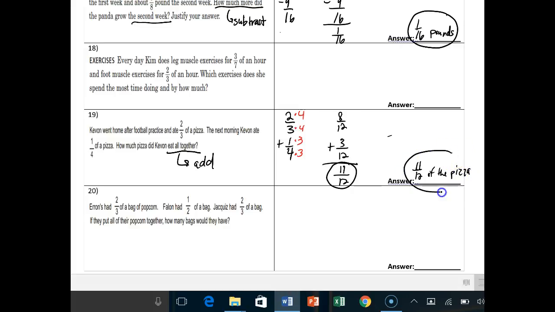So make sure on the evens you are telling me which phrase tells you to add or subtract, and then you are setting it up properly and showing all your work.